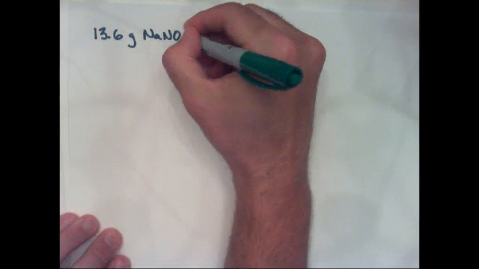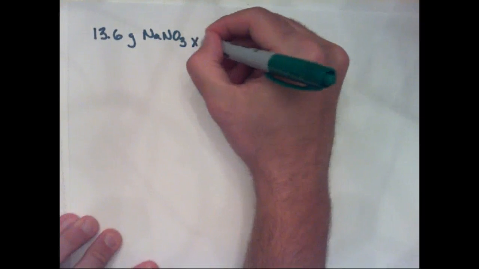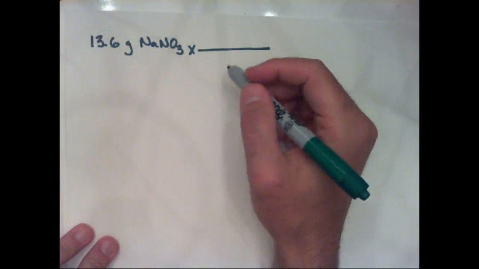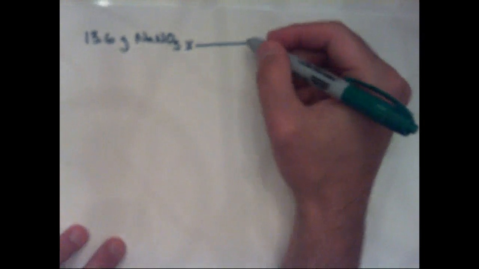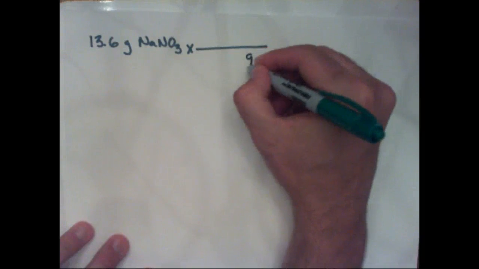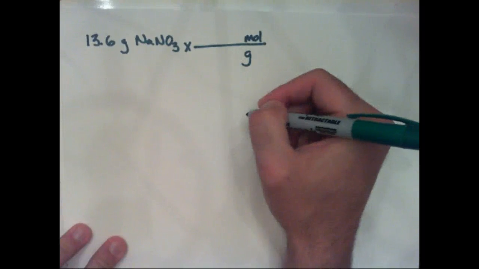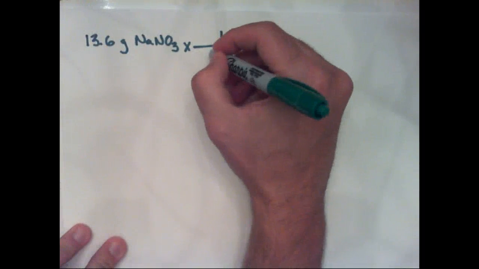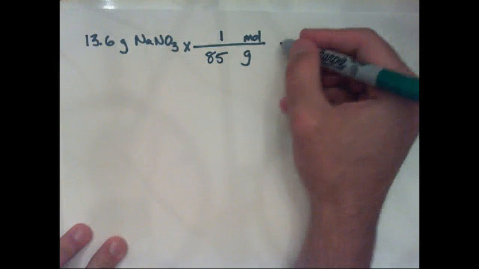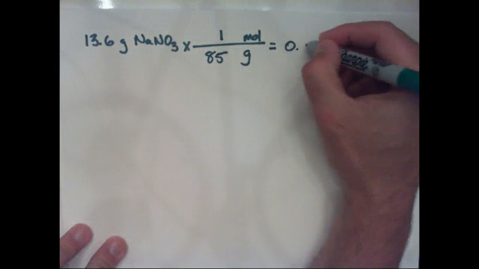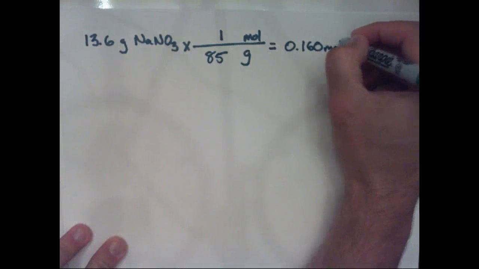So here's what we do: 13.6 grams of NaNO3, sodium nitrate. X-line. Now that's the thing that's going on here. The X-line is the thing that's going to help us the most. Okay, we want to get rid of grams, so we're going to put grams on the bottom. And then we want to convert it to moles, so we put moles on top. For every 1 mole, there's 85 grams of sodium nitrate. We do that math and we get 0.160 moles of sodium nitrate.